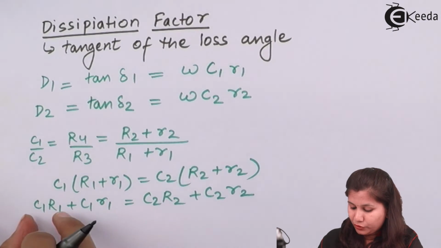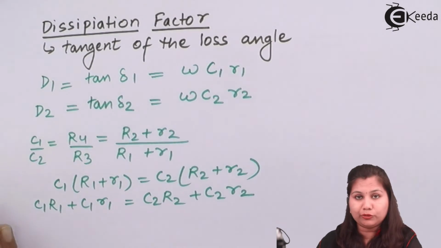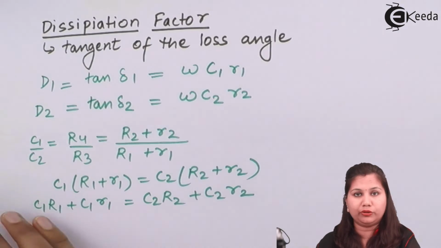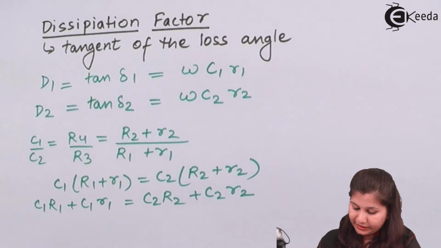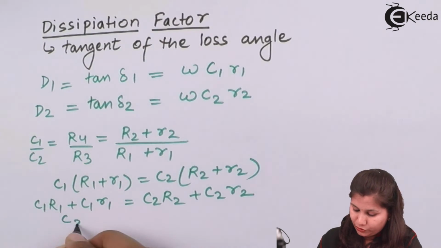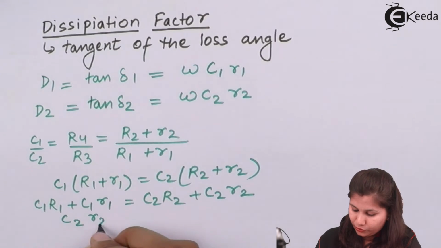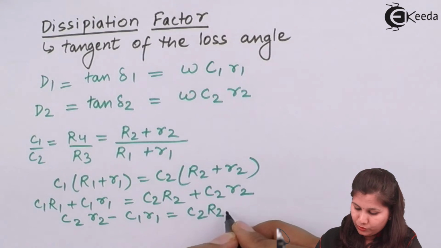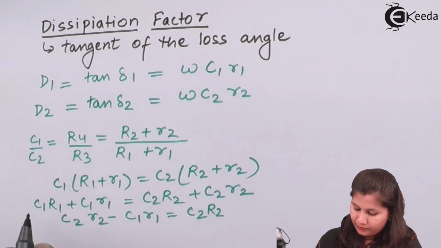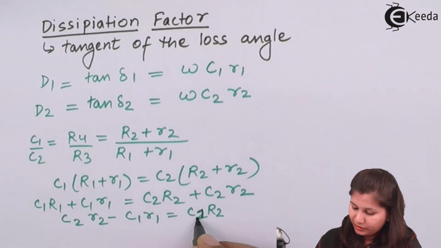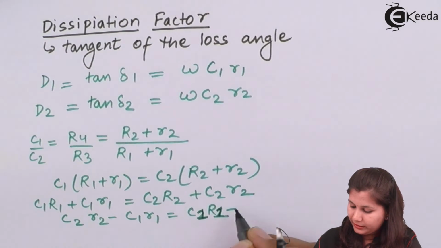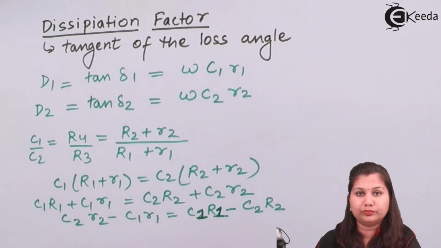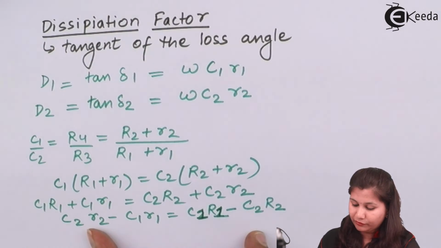Now bringing the terms of capital R1 and capital R2 on one side and small r1, small r2 on the other side, we will get the equation as C2 small r2 minus C1 small r1 equals C2 capital R2, means bringing this C1 R1 on this side and C2 R2 on this side, so it will be C1 R1 minus C2 R2. Okay, this equation we have got.